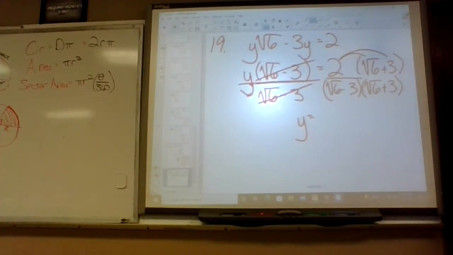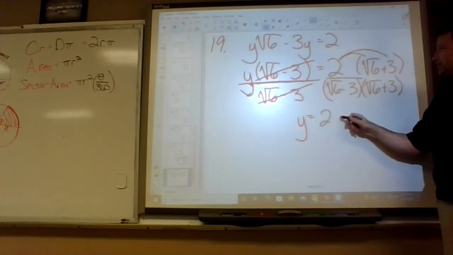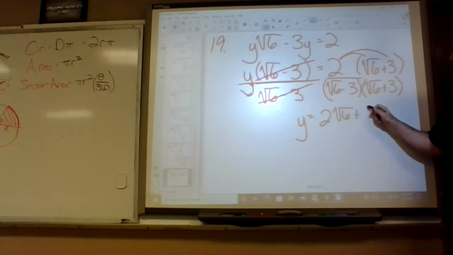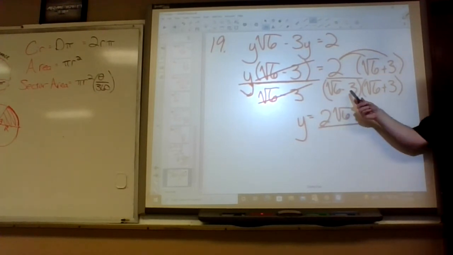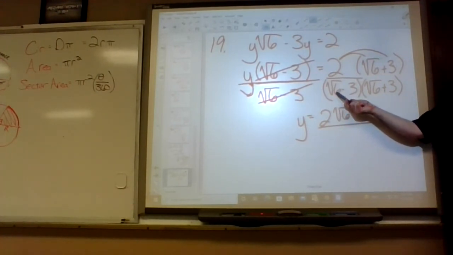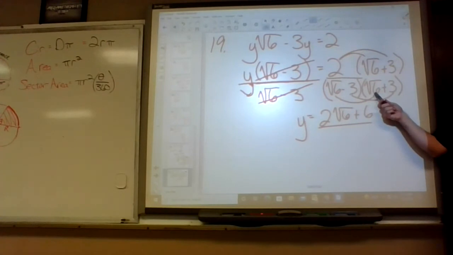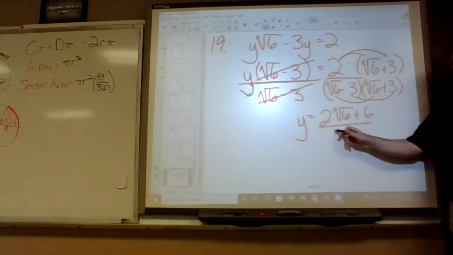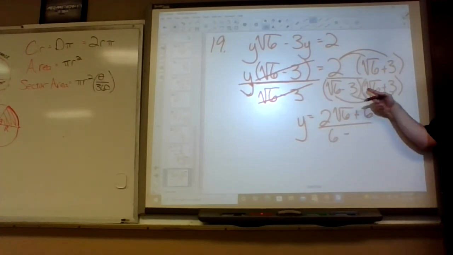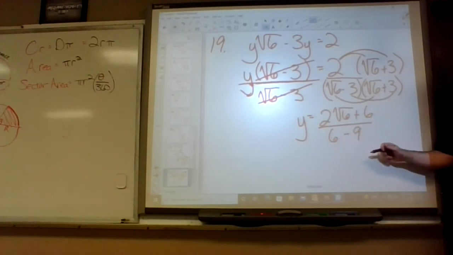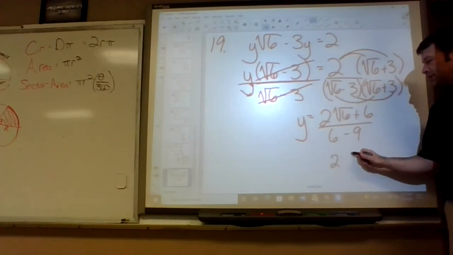That was uncalled for. So the top is 2 square root of 6 plus 6. And the bottom, so it is a FOIL problem, but remember the outside and inside cancel out, so really you only need to do the first and the last. So what's square root of 6 times square root of 6? 6. And then the last, negative 3 times 3, negative 9. So the bottom is negative 3.